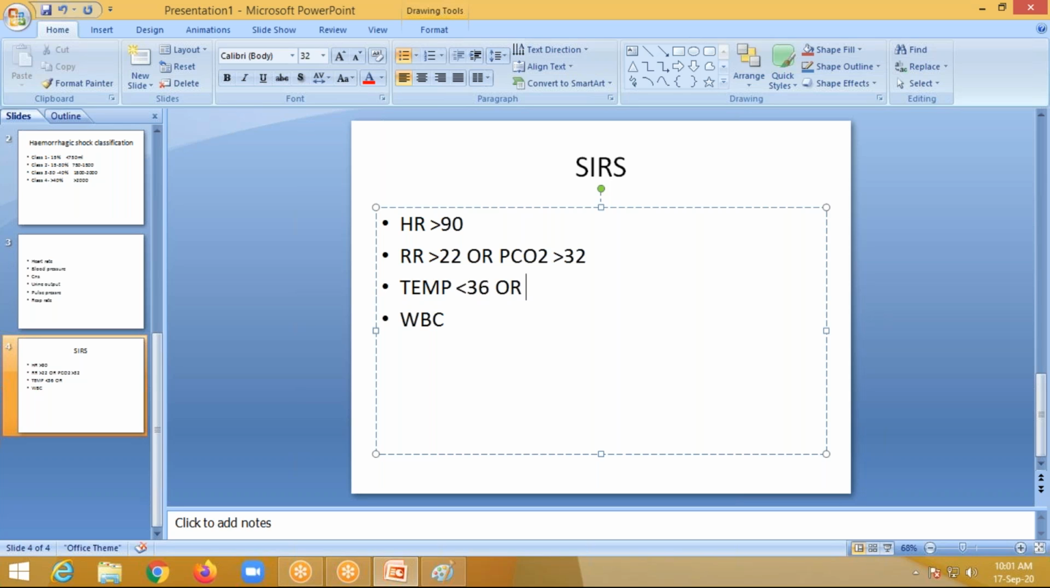WBC count less than 4,000 or more than 16,000, 16K. These are the four components of SIRS. If you have two or more than two, then you can diagnose it as SIRS.